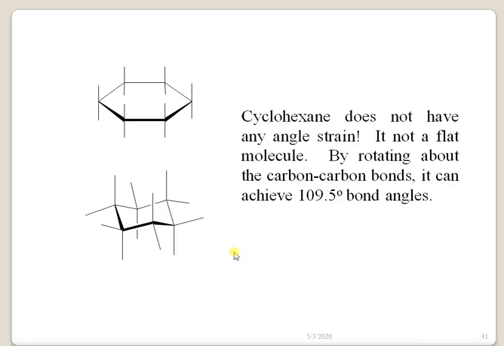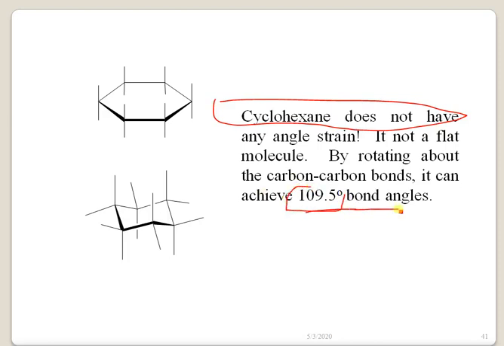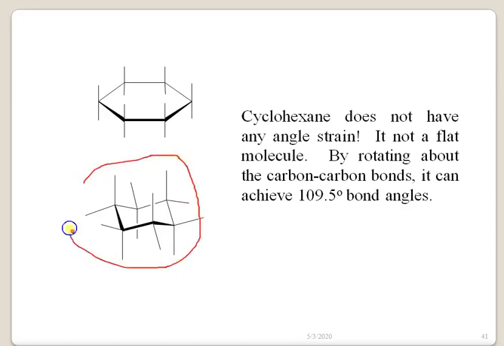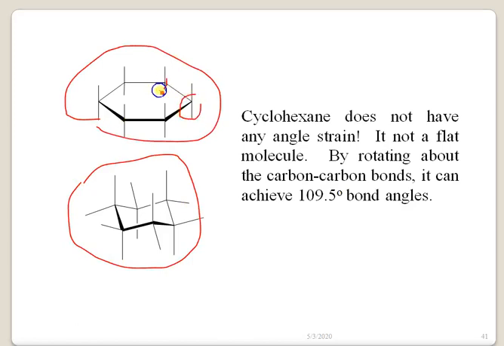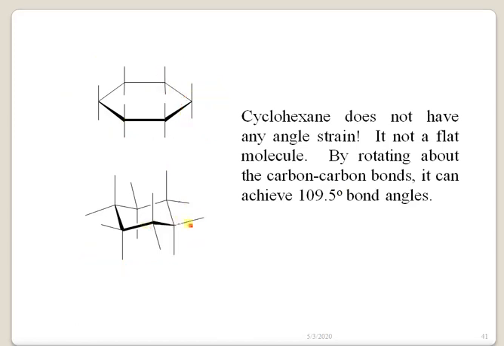So this is a cyclohexane structure. It does not have any angle strain. It is not a flat molecule. By rotating about carbon-carbon bonds, it can achieve the normal bond angle of 109.5 degrees, forming this puckered ring system. When these carbon-carbon single bonds are rotated, they form this chair conformation, which has the normal tetrahedral angle of 109.5 degrees.